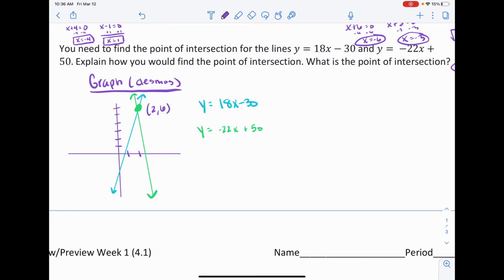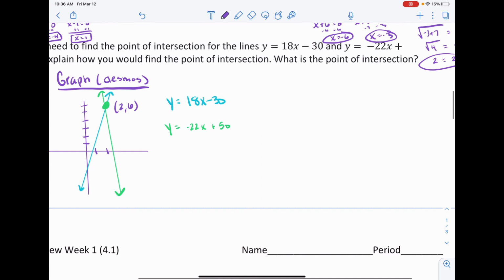Okay, and then I'm going to write that out. The point of intersection is 2, 6.